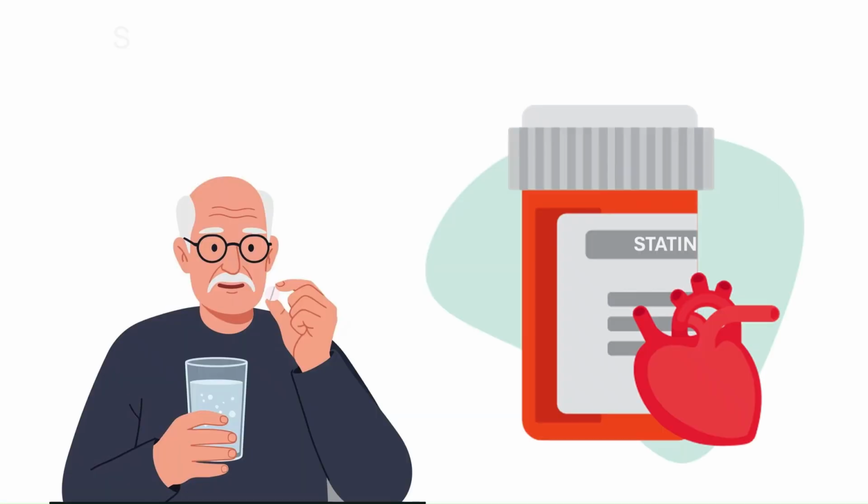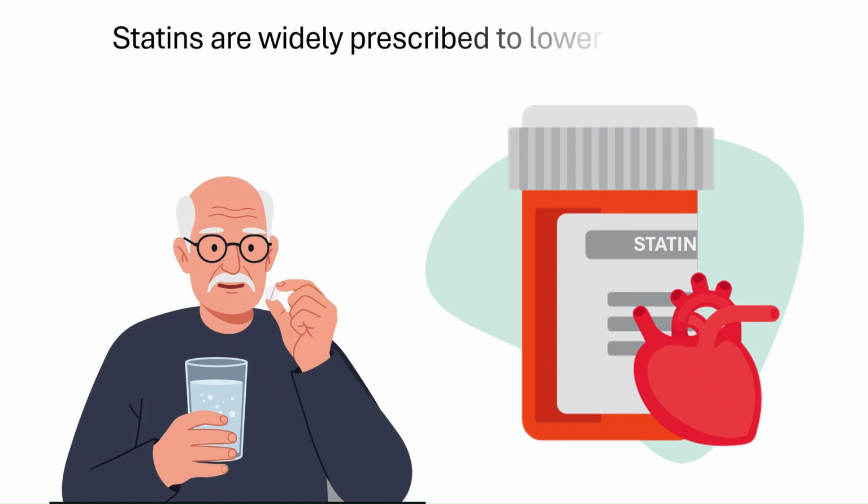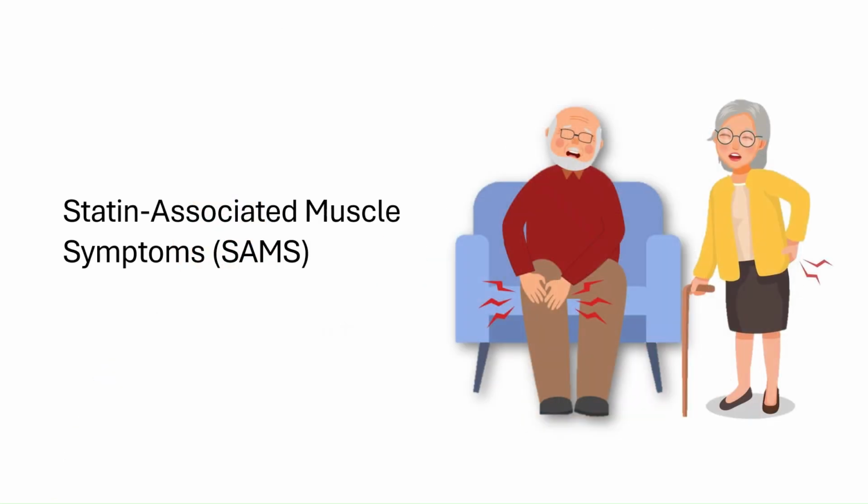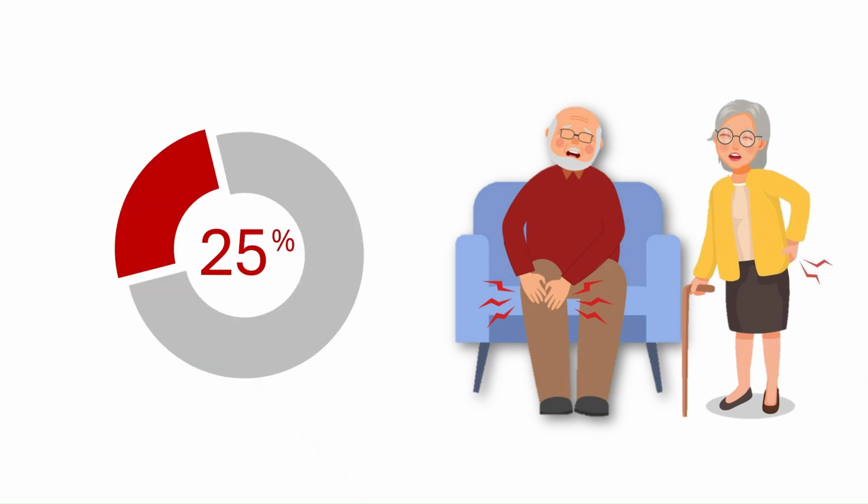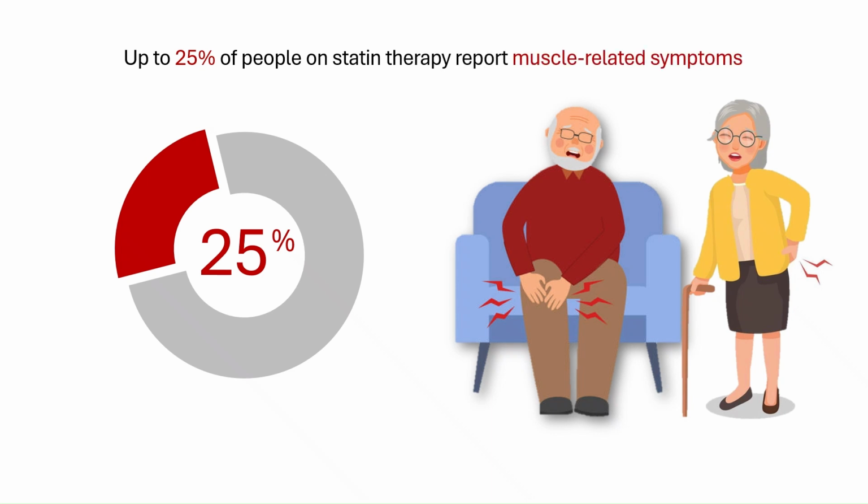Statins are among the most widely prescribed medications to lower cholesterol and reduce the risk of heart attacks and strokes. But a common side effect often raises concern. It is muscle-related symptoms, commonly known as statin-associated muscle symptoms. These can range from mild myalgia and muscle weakness to myositis, and in rare cases, rhabdomyolysis, a serious condition involving muscle breakdown. Up to 25% of people on statin therapy report muscle-related symptoms, and it is the primary reason for non-adherence and discontinuation.